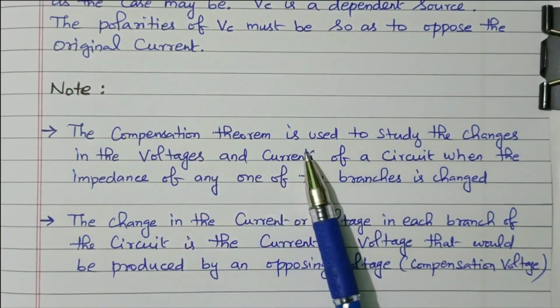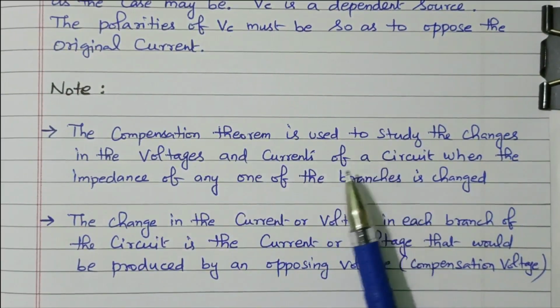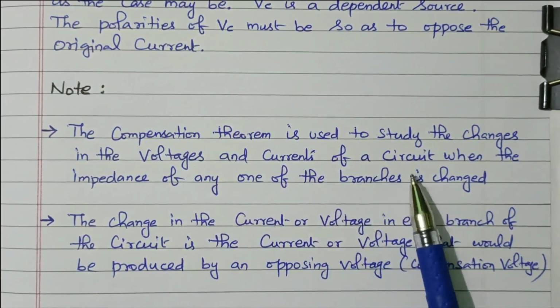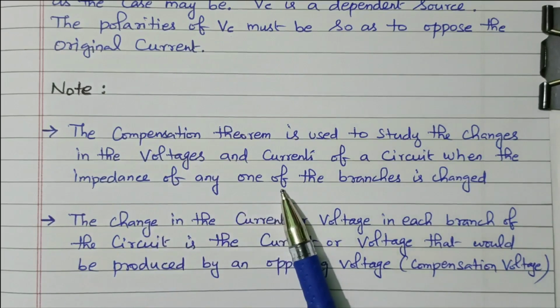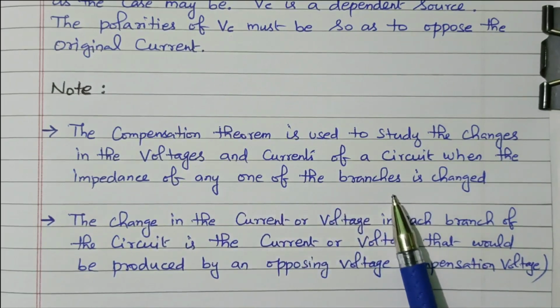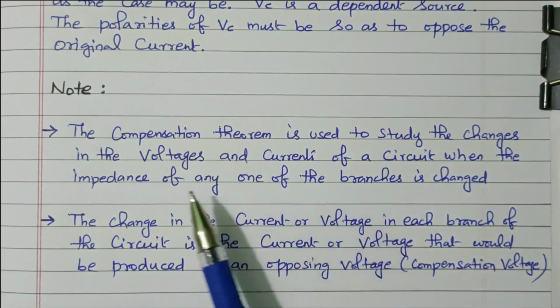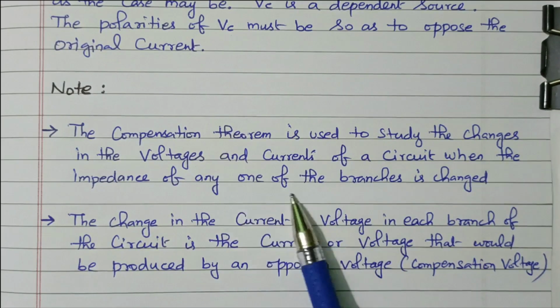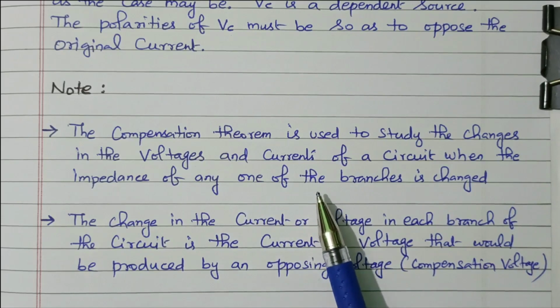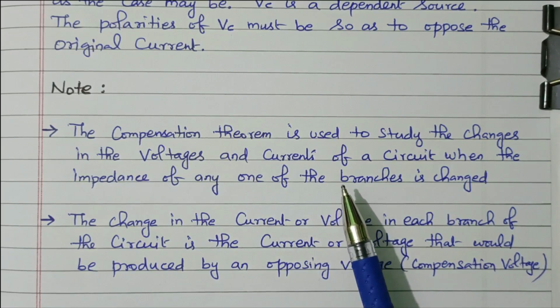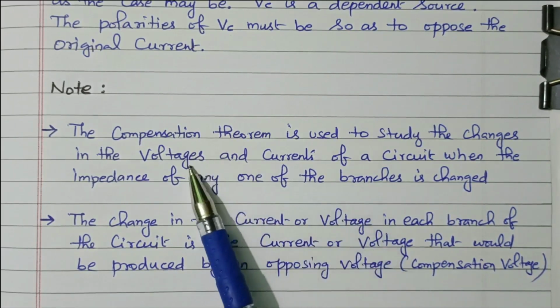The compensation theorem is used to study the changes in the voltage and current of a circuit when the impedance of any one of the branches is changed. Right? So the compensation theorem is mainly used for changes in voltage while changing the impedance, that is, R plus dR. When the resistor is increased from R to R plus dR, what are the changes in the voltage?